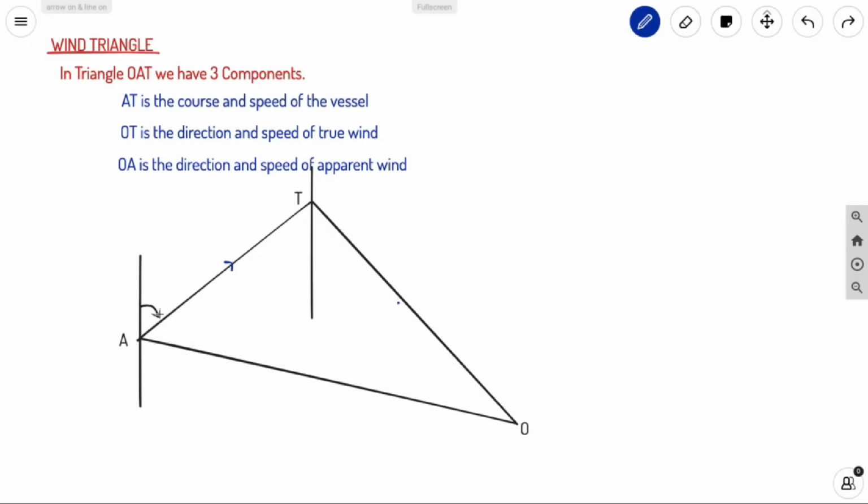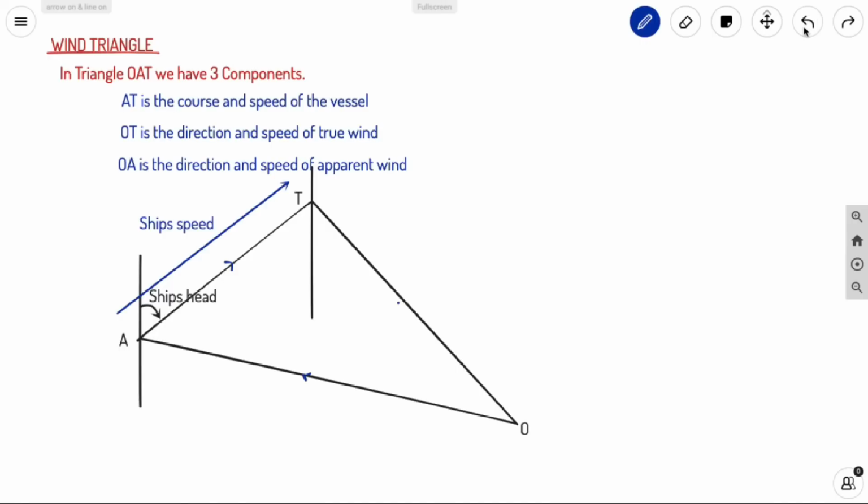Let's see what each of the components are. This angle is your angle A, that is the ship's head. That means we said AT is the course and speed of vessel, and this angle is the ship's head, and this distance from A to T is your ship speed for that time duration. Normally we take it for 1 hour to solve your wind, because we calculate our wind speed and ship speed all in knots per hour, so it is always in 1 hour duration.